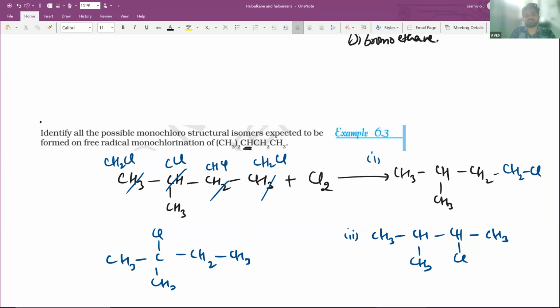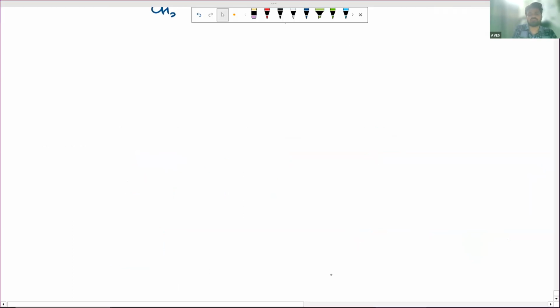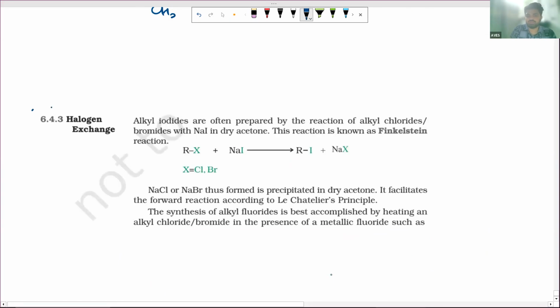Now moving to the next part, which is exchange of halogens. This reaction occurs in the presence of, okay, for example, if I'm talking about the exchange of halogens, the formation of alkyl fluoride is a very exothermic reaction.